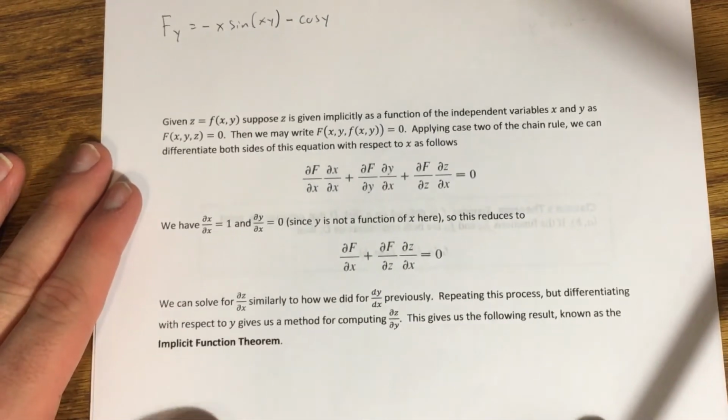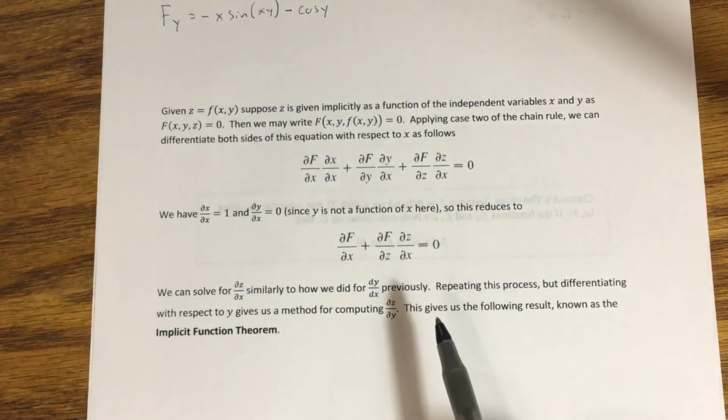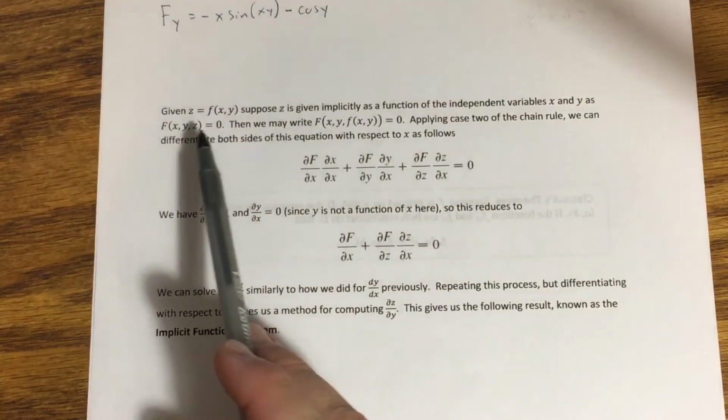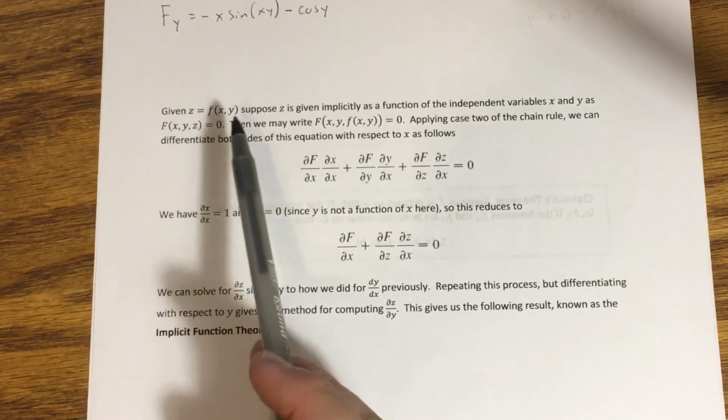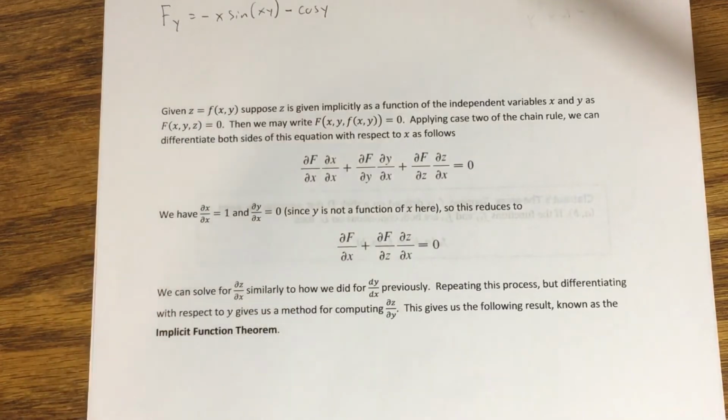Let's move up a variable though. Let's suppose that we have a function z equals f of x, y. So z is a function of x and y. x and y are independent variables here.